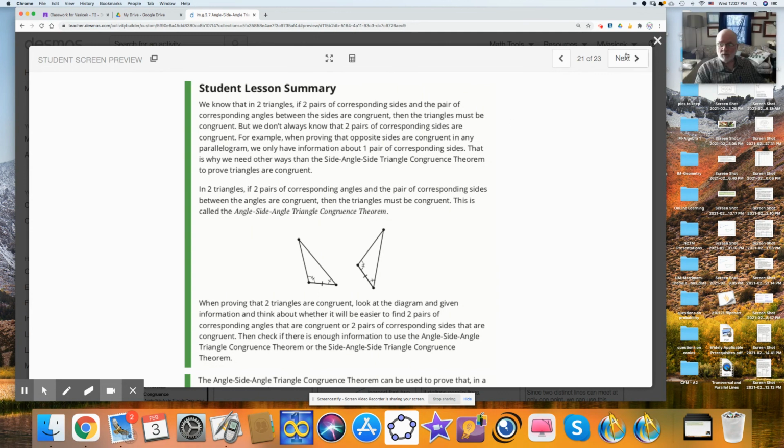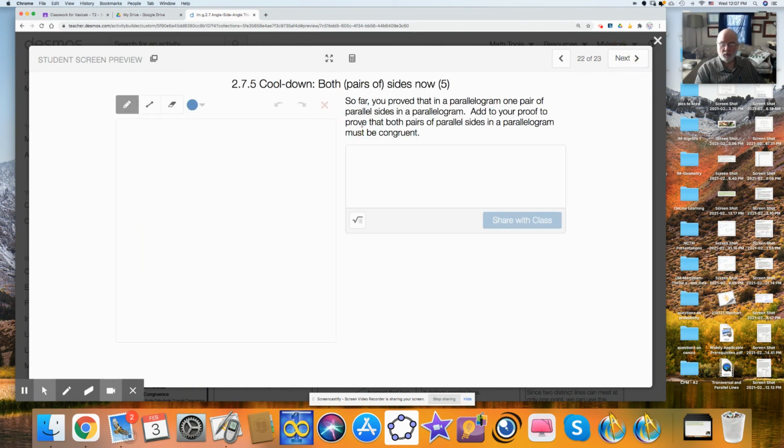Please read the lesson summary, and then the cool down is when we prove that both parallel sides are congruent. Good luck and success.